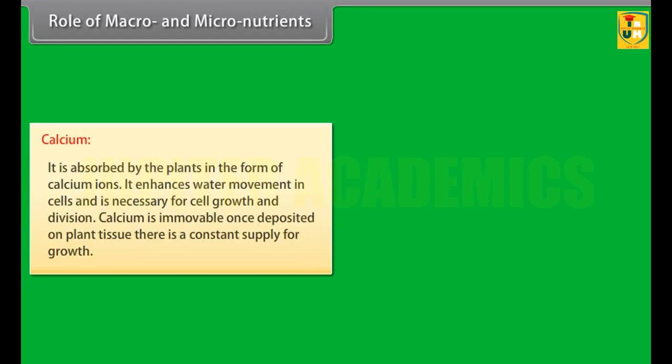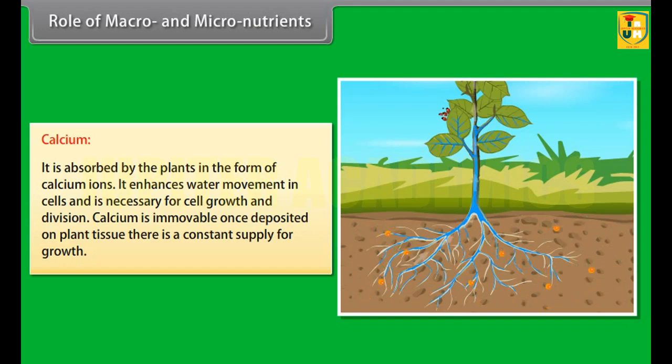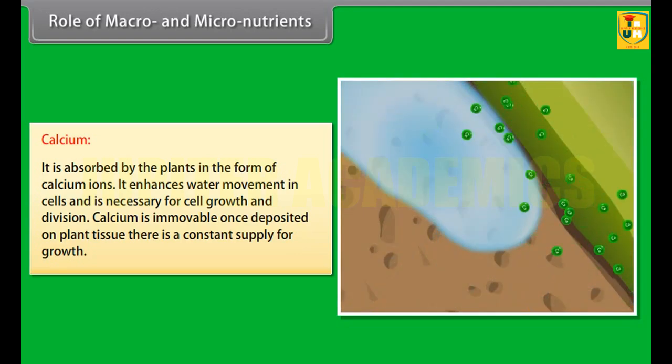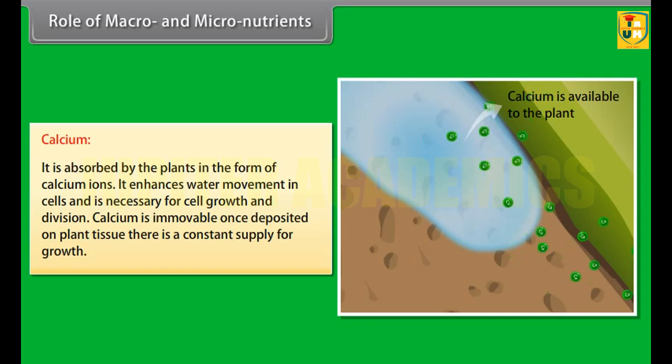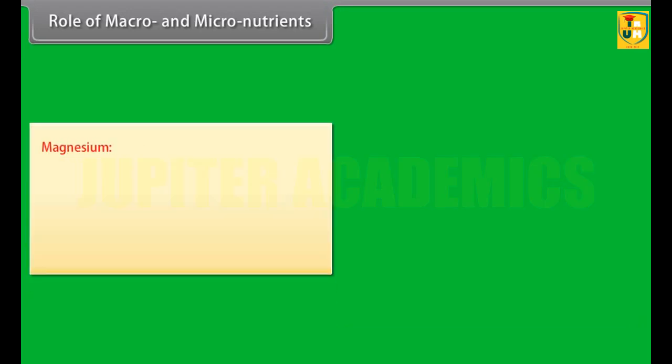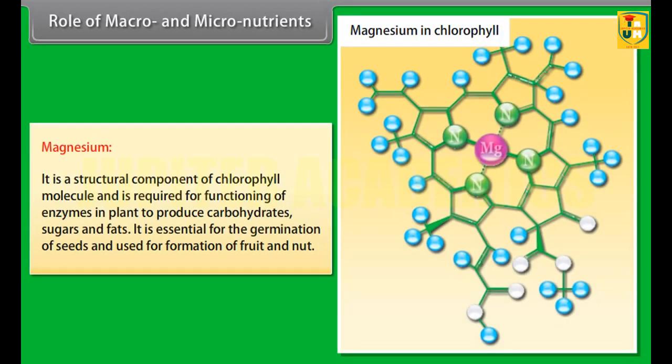Calcium. It is absorbed by the plants in the form of calcium ions. It enhances water movement in cells and is necessary for cell growth and division. Calcium is immovable. Once deposited on plant tissue, there is a constant supply for growth. Magnesium. It is a structural component of the chlorophyll molecule and is required for functioning of enzymes in plants to produce carbohydrates, sugars and fats. It is essential for the germination of seeds and used for formation of fruits and nuts.